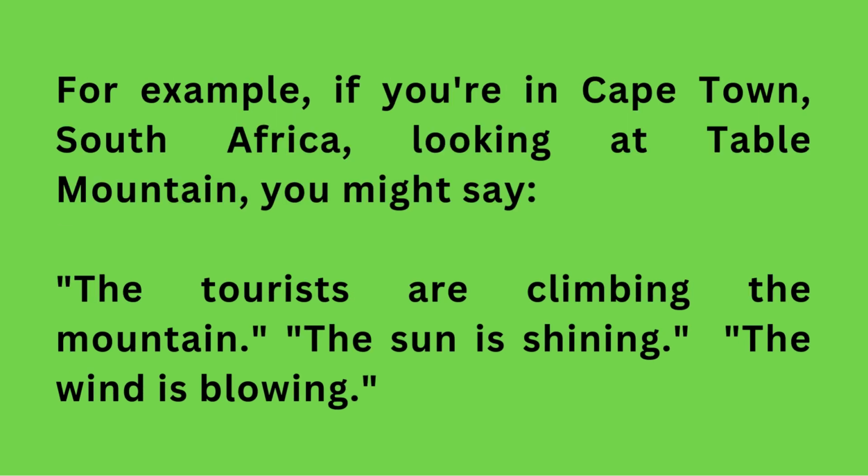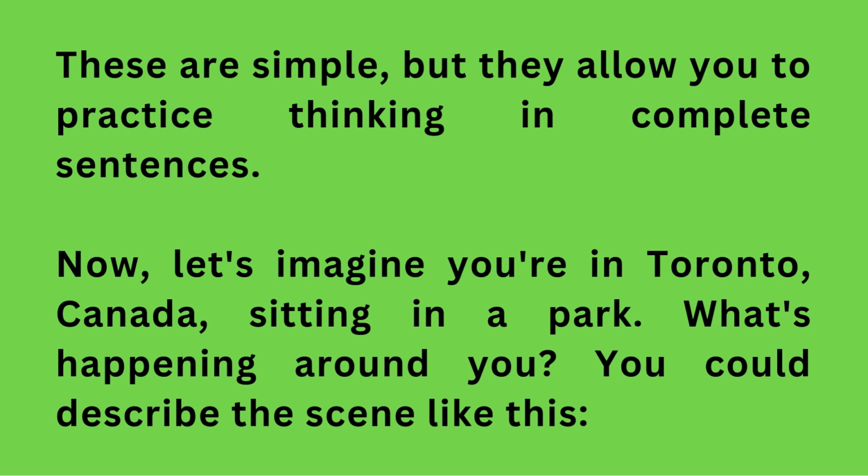Just focus on creating short, clear sentences that describe what you see. For example, if you're in Cape Town, South Africa, looking at Table Mountain, you might say, "The tourists are climbing the mountain. The sun is shining. The wind is blowing." These are simple, but they allow you to practice thinking in complete sentences.